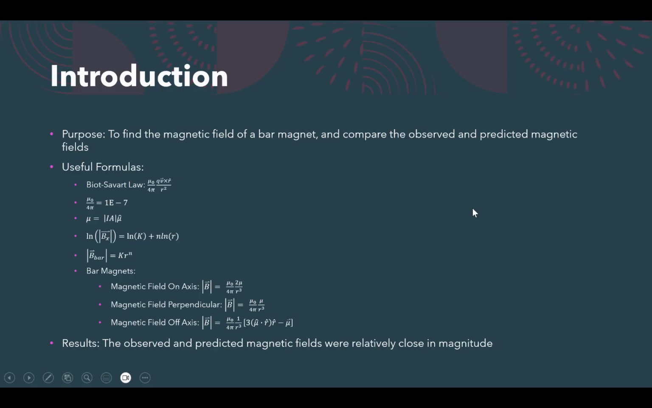Magnetic fields. The purpose of this lab was to find the magnetic field of a bar magnet and compare the observed and predicted magnetic fields. Useful formulas were the Biot-Savart law and its various renditions for bar magnets, the magnetic constant, the magnetic dipole moment, the linearization that we use for the graph, the distance dependency, and the results were that the observed and predicted magnetic fields were relatively close in magnitude.